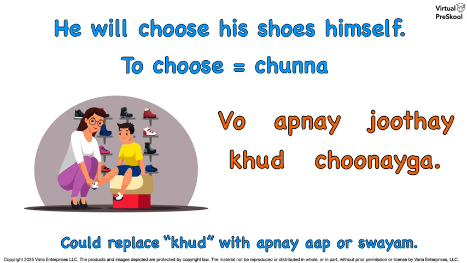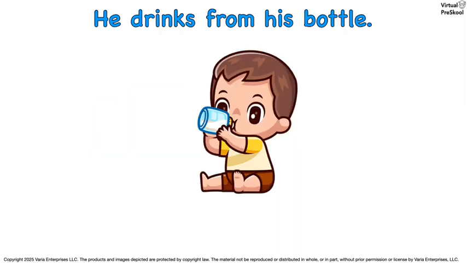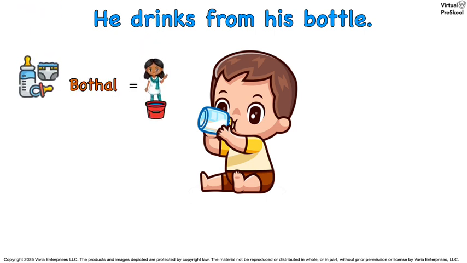वो अपने जूते खुद चुनेगा. वो अपने जूते स्वयं चुनेगा. That would be more elevated Hindi. Okay. And shoes in Hindi are जूते, and they are a pulling, a male noun. He drinks from his bottle. Okay? Bottle is बोतल, and it's a striling, a female noun. So how would we say he drinks from his bottle?